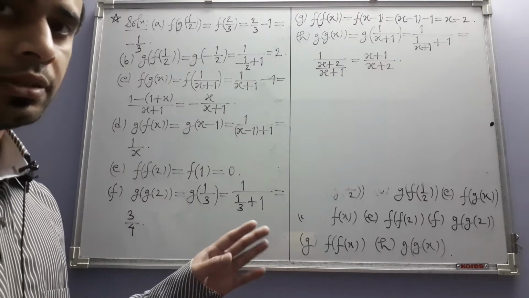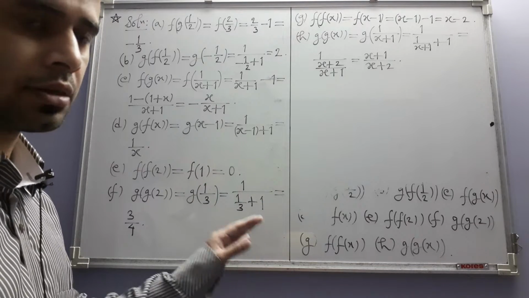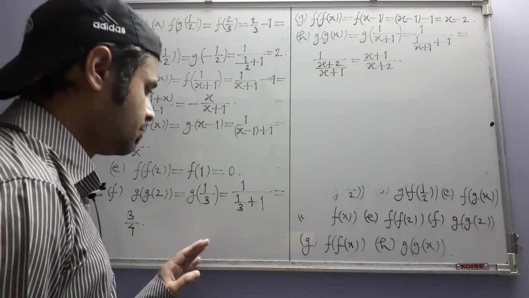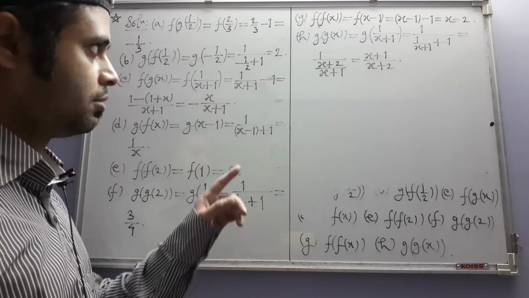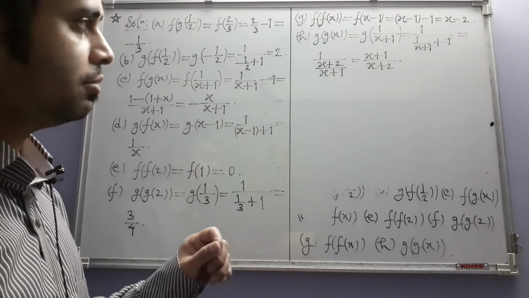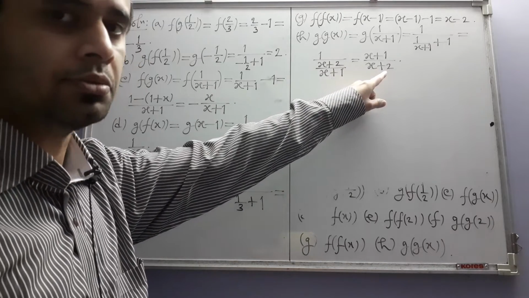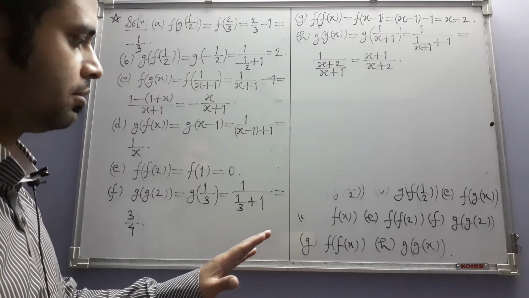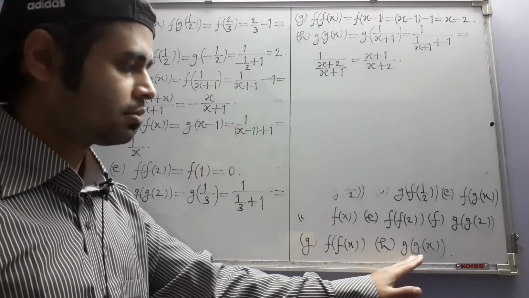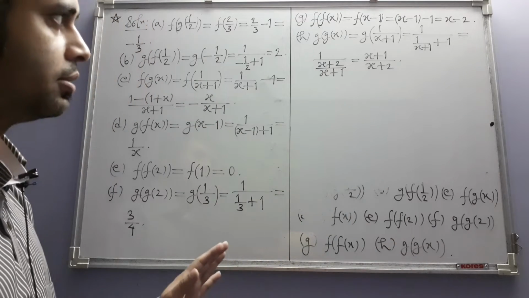In calculating these compositions, their expressions are some particular value. We are not really concerned about what x should be. For example, here you can see that x cannot be minus 2. Okay, we are not concerned about the domains of these composite functions. That is a different matter altogether.